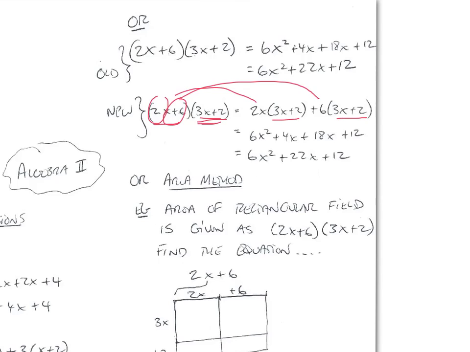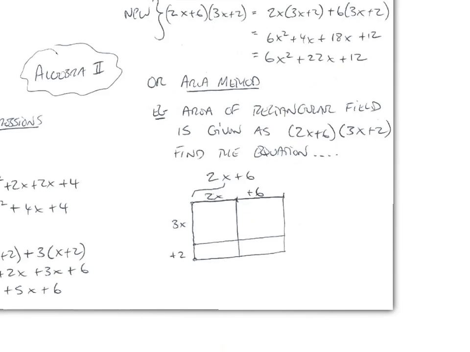So plus by plus is plus, 2 by 3 is 6, x by x is x squared. We get 6x squared. Plus by plus is plus, 2 2s are 4x, plus by plus is plus, 6 by 3x is 18x, and then plus by plus is plus, and 6 2s are 12. Gather the like terms. We have 6x squared, 4x and 18x plus 22x plus 12.